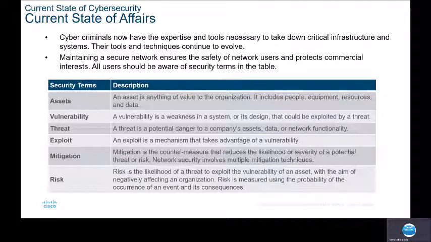So assets, of course, is anything of value to the organization, includes people, equipment, resources, and data. Vulnerability is a weakness in a system or its design that can be exploited by a threat. A threat is a potential danger to a company's assets, data, or network functionality. An exploit is a mechanism that takes advantage of a vulnerability. Mitigation is the countermeasure that reduces the likelihood or severity of a potential threat or risk.